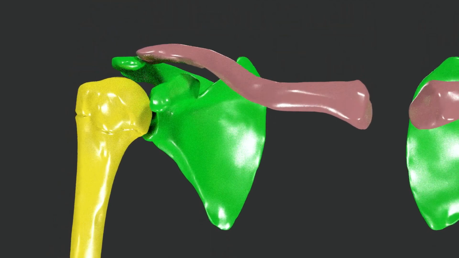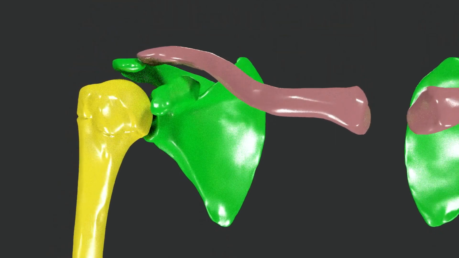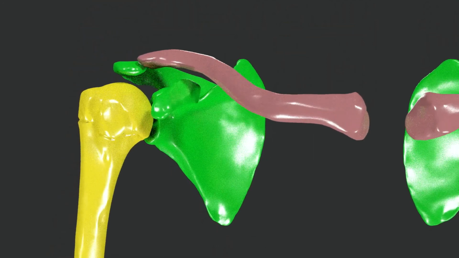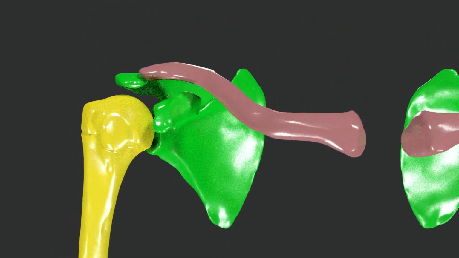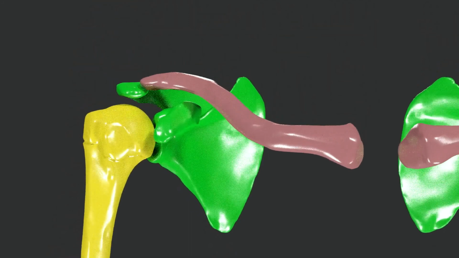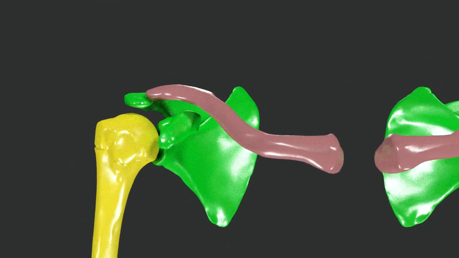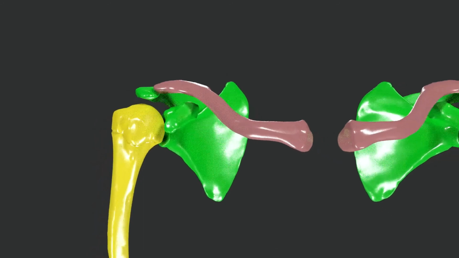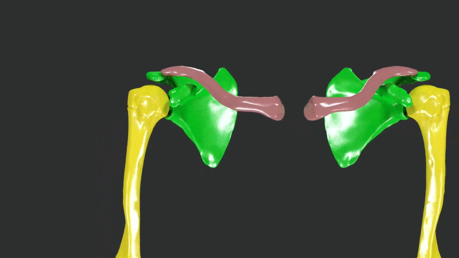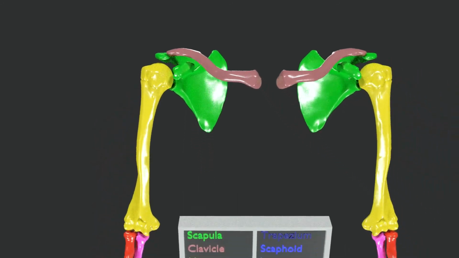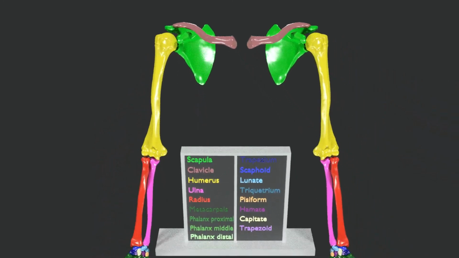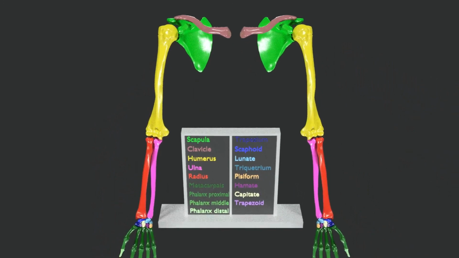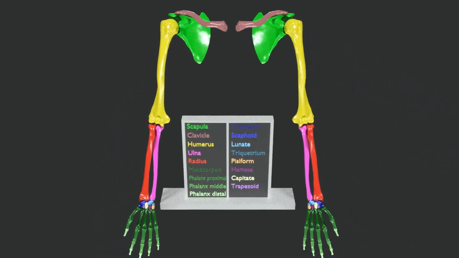The clavicle is shown in dull pink color. It is the only bone in upper limb that is placed horizontally. It has the appearance of an elongated capital letter S lying on one side. The function of clavicle is to give rigid support, transmit force, give attachment to muscles, and to form boundary of cervico-axillary canal for neurovascular bundle protection.